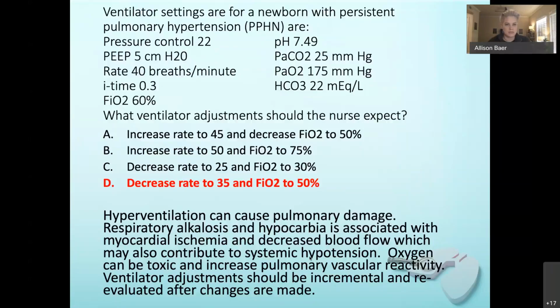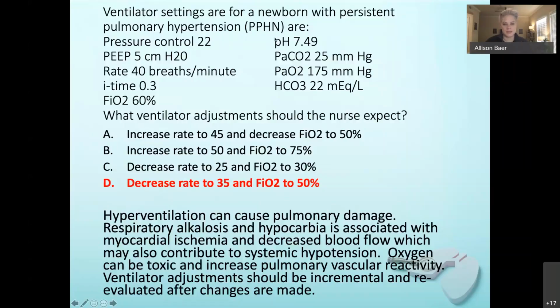So the biggest thing on this one is their PaO2 is super high, 175. So we definitely need to come down on the O2 because they're above 60%. We don't want to keep it too high. And their rate's at 40 right now, and their CO2 is only 25, so they're a little alkalotic. So we definitely do want to decrease their rate so we're not blowing off so much CO2, and we want to decrease their oxygen. And the key on this one is that this is a newborn with pulmonary hypertension.